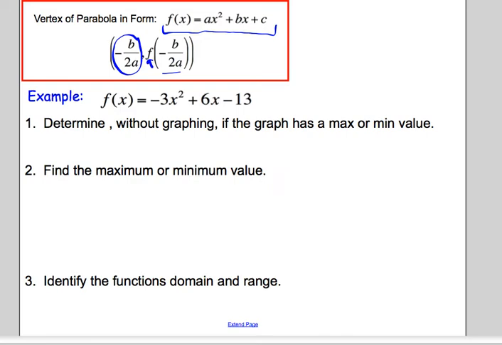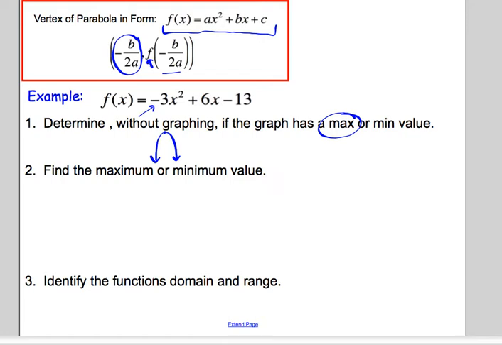Let's go ahead and just take a look at an example. Given that f of x is negative 3x squared plus 6x minus 13, first of all, without graphing, is it going to have a maximum or a minimum? Remember, we just said to decide, we're going to think about which way it opens. The negative in the front means this parabola is going to open down. It's going to be flipped over. That means it has a high point, so this one has a maximum.